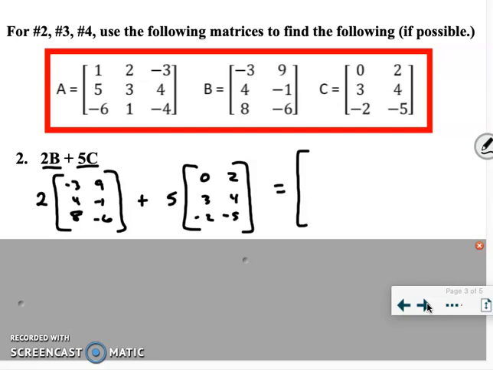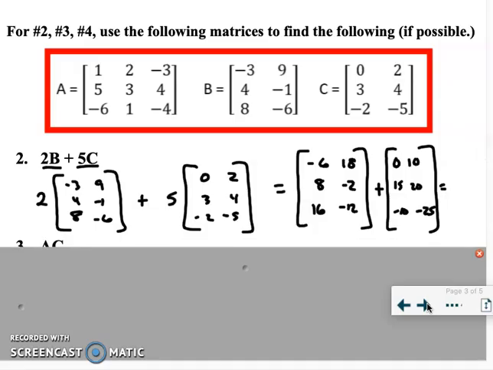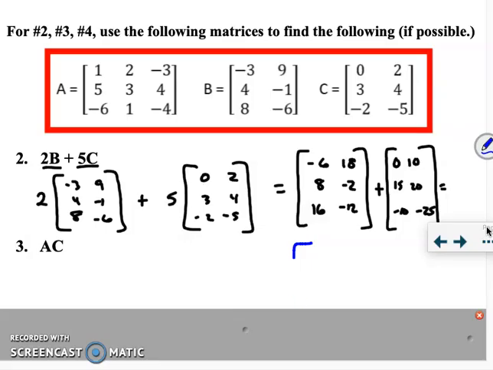So 2B, once I scale through, is going to be negative 6, 18, 8, negative 2, 16, negative 12. This is 2B, and I'm going to try to add that to 5C, which, scaling the 5 through, is going to be 0, 10, 15, 20, let's see, negative 10, negative 25. Trying to fit all of this in one little slide here is probably going to be a bad choice. But again, trying to make this work. Adding these together now for the final sum, we know that we can do this.